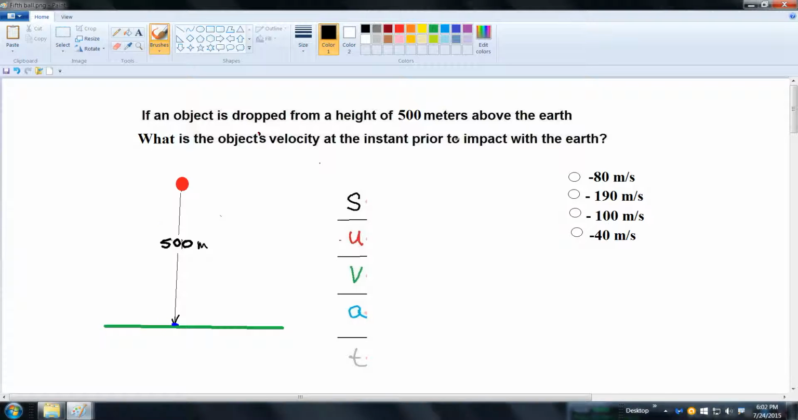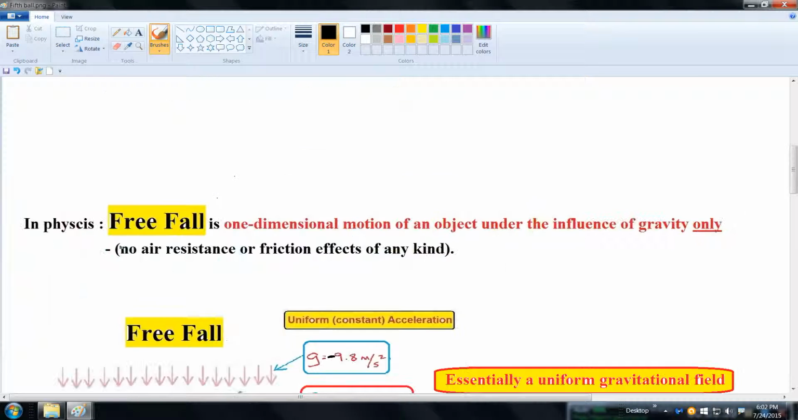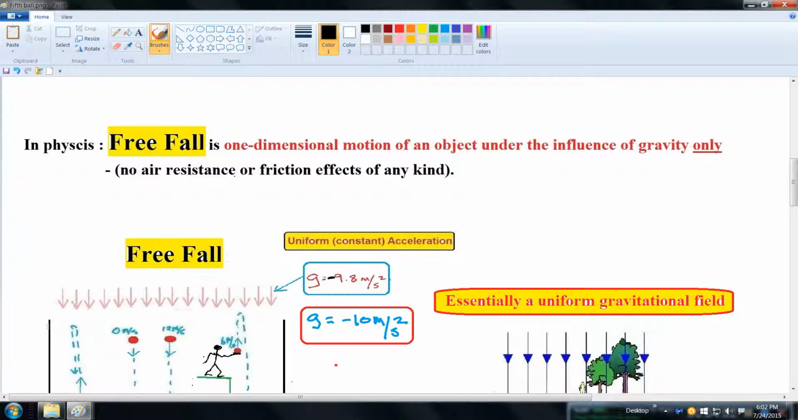So let's just remind ourselves of what a free fall is. I didn't define that in the first video, so I want to especially do that here, because this is a free fall problem. So let's just look at what free fall is. According to physicists, a free fall is a one-dimensional or translational motion problem where the object is under the influence of gravity only. So we're not concerned with air resistance. And that's not mentioned in the problem, but we'll assume that air resistance is not a factor here. So this is a free fall definition.